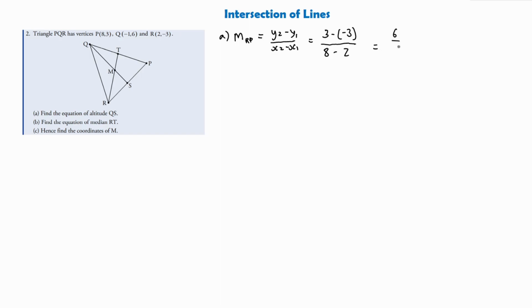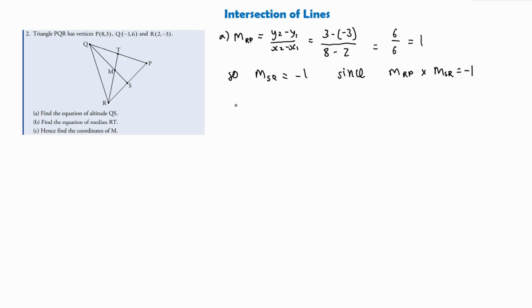So we're going to get 6 over 6, which is very nice because it just gives us 1. So therefore, we can use our facts about perpendicular gradients by saying the gradient of the perpendicular line, which is the line SQ, because it's perpendicular, is going to be minus 1. This is because the gradient of RP times the gradient of SR is equal to -1. So we've got the gradient of the altitude QS.